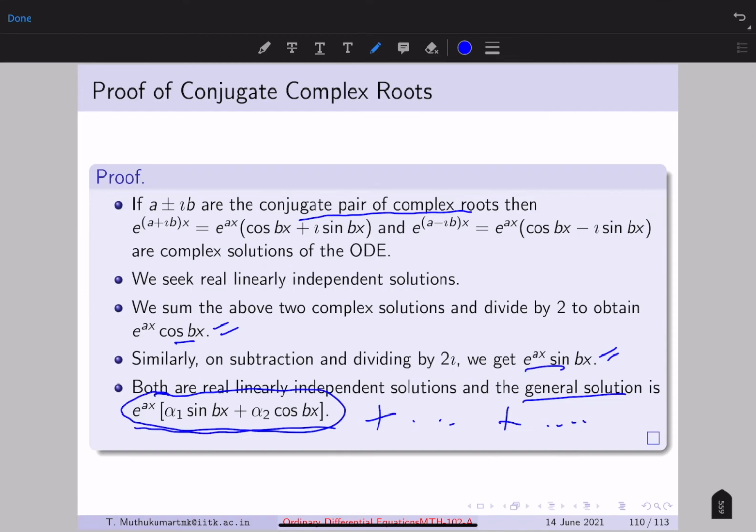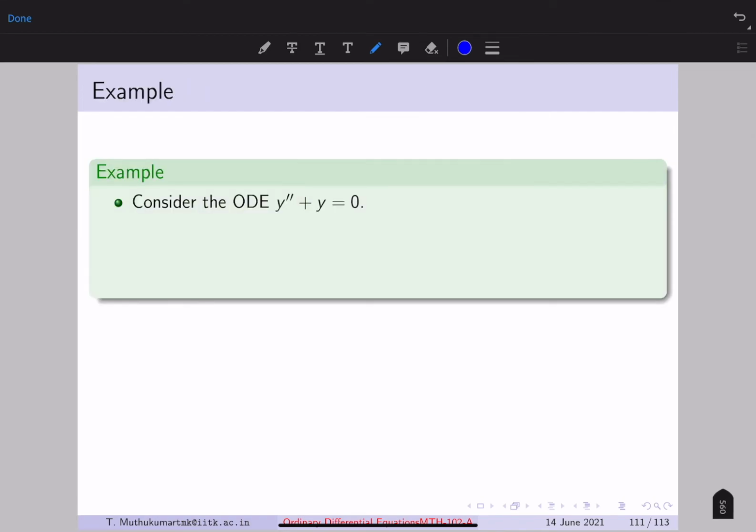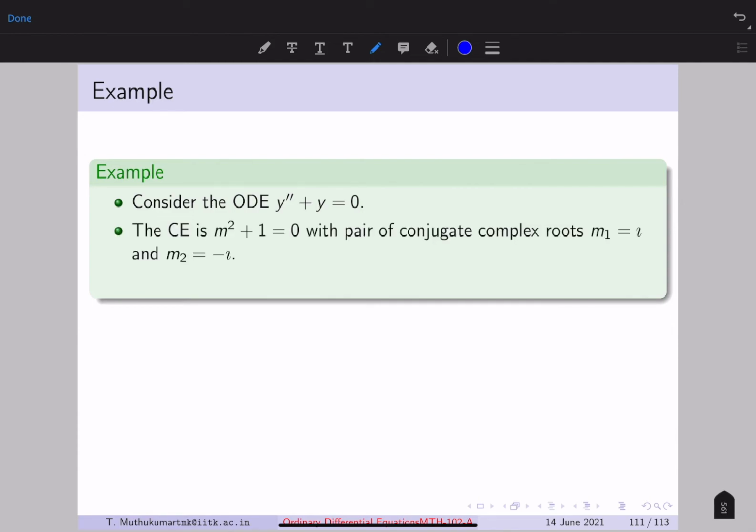Okay, so let's look at some examples to understand this. If you remember the earlier examples, we had shown how sine and cos are the solutions to the second order ODE. Now we are actually proving that here. So you have a second order constant coefficient ODE. Let's look at the characteristic equation corresponding to it, which is m square plus 1. It is a quadratic equation, and if you solve it, you get complex roots i and minus i. They are a conjugate pair of roots, right?